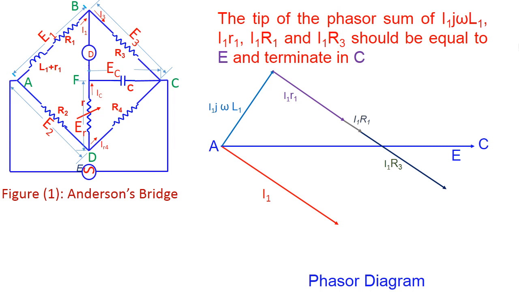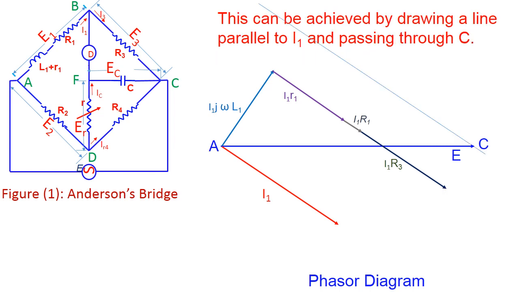Let us consider an important issue. The tip of the phasor sum of I1 j omega L1, I1 r1, I1 R1 and I1 R3 should be equal to excitation E. This phasor sum must terminate at point C. This can be achieved in a very simple way by drawing a line parallel to I1 and passing through C.